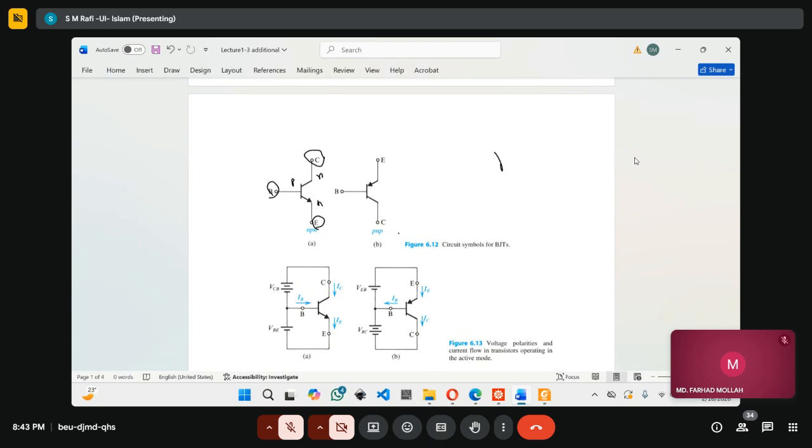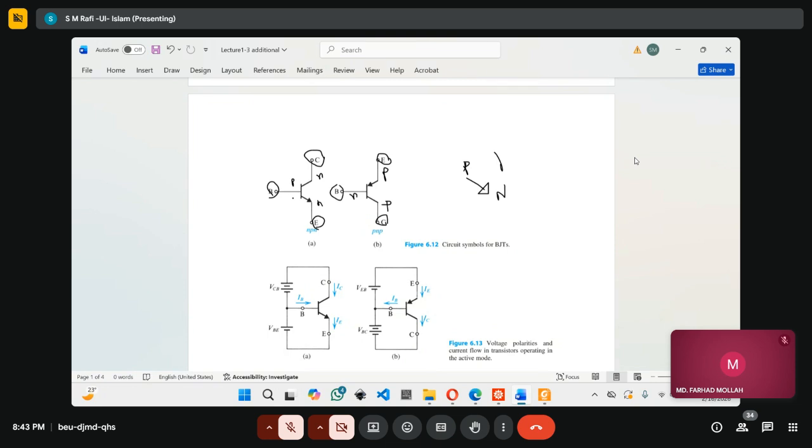The same applies for the PNP transistor. So this is P, this is N, and this is P. Remember, we put this arrow sign from P to N. That's why we put an arrow sign here. Since the arrow sign goes to the emitter side, this one should be the emitter for our case. This one should be the collector, and this one should be the base.